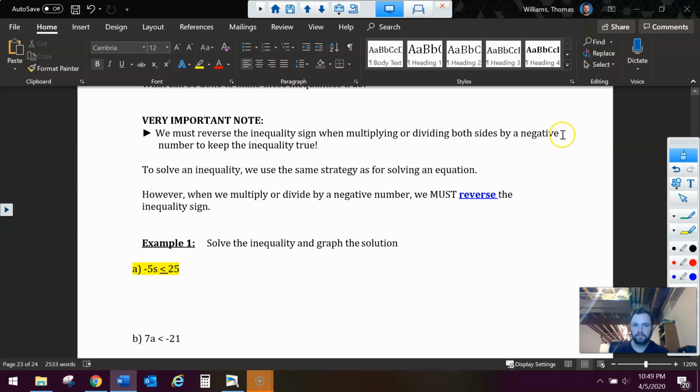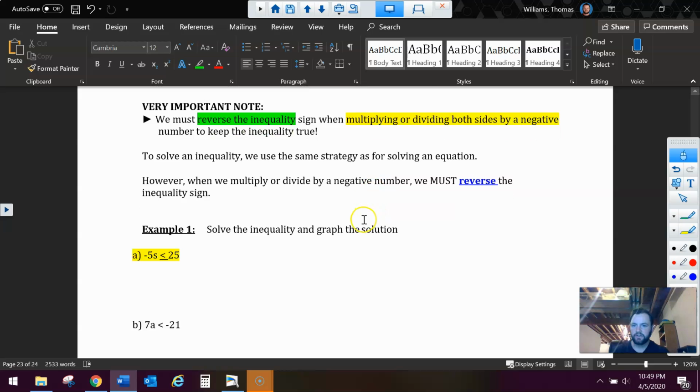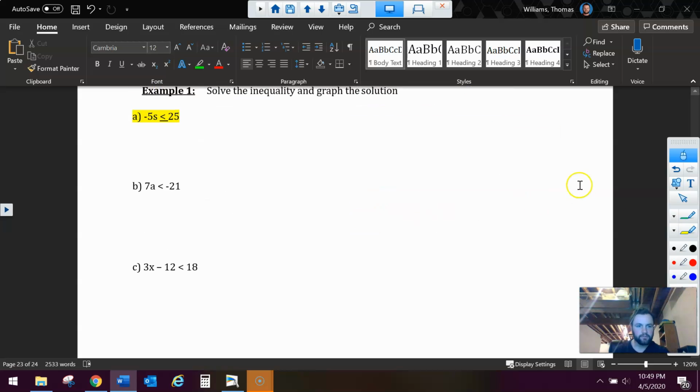But the key here is when I'm multiplying or dividing by a negative, I'm just going to highlight something here, multiplying or dividing by a negative, then we have to reverse the inequality sign. In other words, I've got to turn it around. So a couple more examples to look at here.